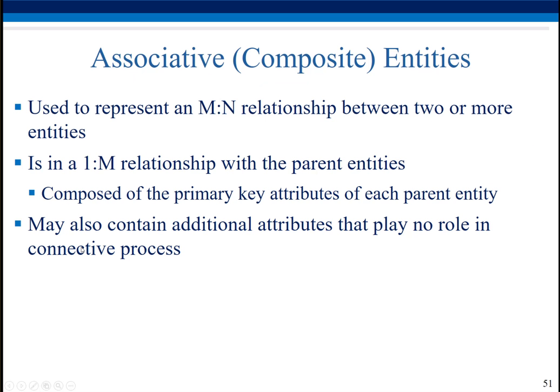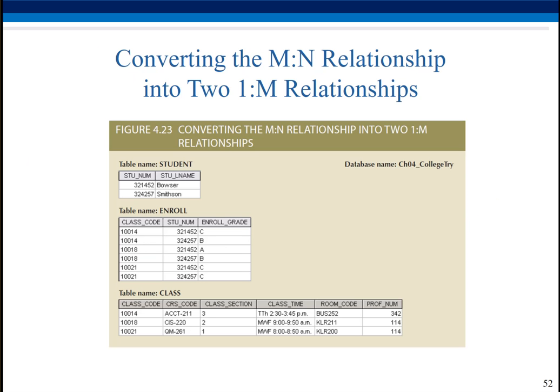And then we have associative composite entities. Notice we have the M and an N for many to many. We're not going to use many to many relationships. We will be breaking that up into a one to many and then many to one. And you can see this in here, converting a many to many relationship into 2 one to many relationships. So we had students and class, and we're using enroll to break that up. So this would be one to many. This would be one to many.